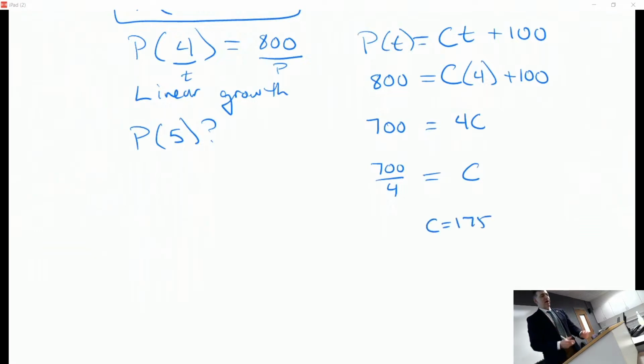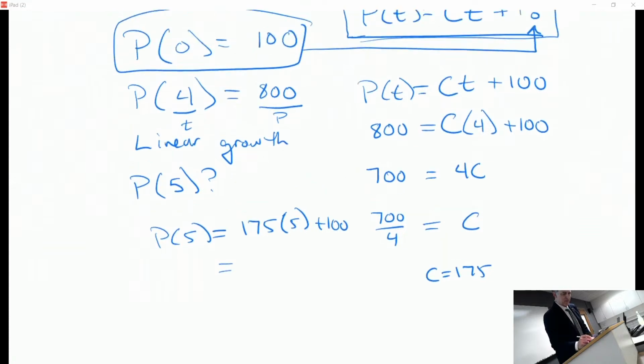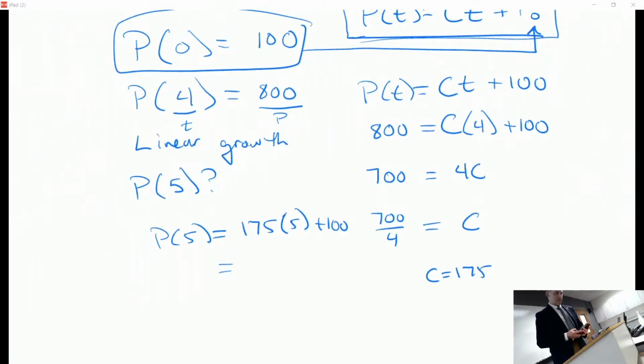And now we can figure out what P of 5 is. P of 5 is going to be 175 times 5 plus 100. I'm sorry, I know. It's embarrassing. I'm actually using my calculator. 975. I should have been able to do that one in my head.